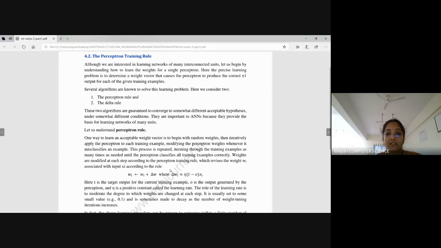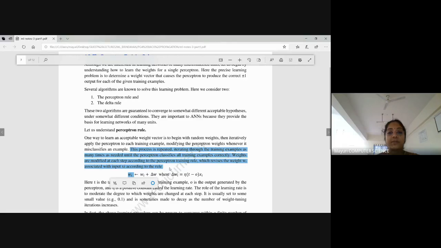So here the process is repeated. The weight updation process repeats through the training examples as many times as needed until the perceptron classifies all the training examples correctly. Right? So if any misclassification happens, the weights are to be modified at each step according to the perceptron training rule, which will revise the weights associated with each input.